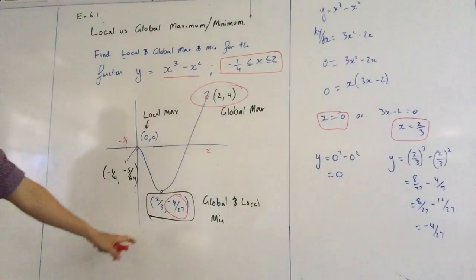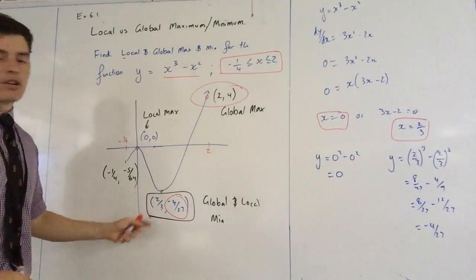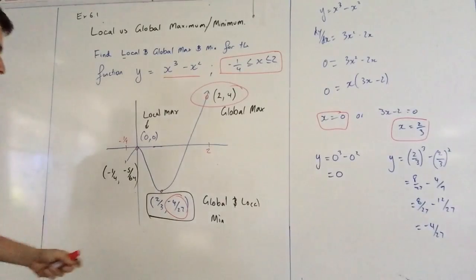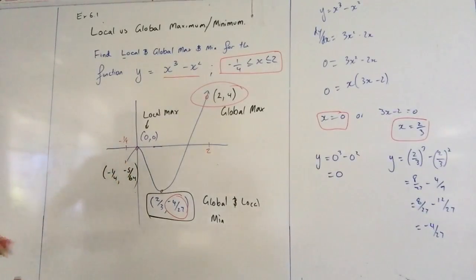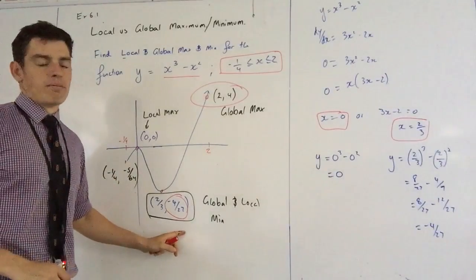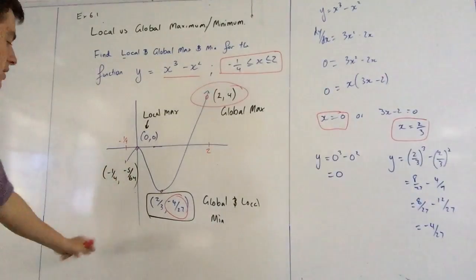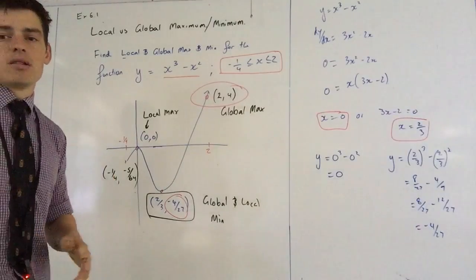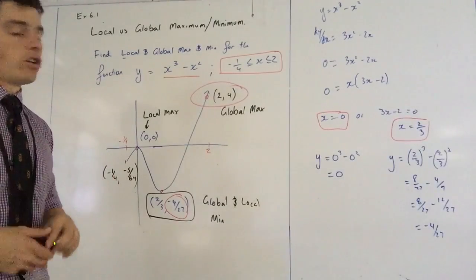Our global and local minimum both occur at the same point. If I was to extend my domain negatively, that would no longer be the global minimum. There'd be a new global minimum somewhere down here, depending on where we set the domain. Cool. I hope that helps.